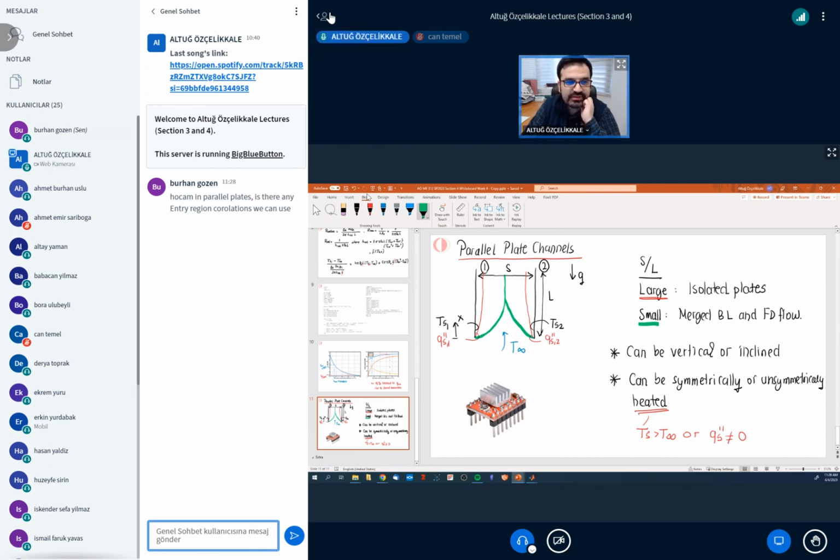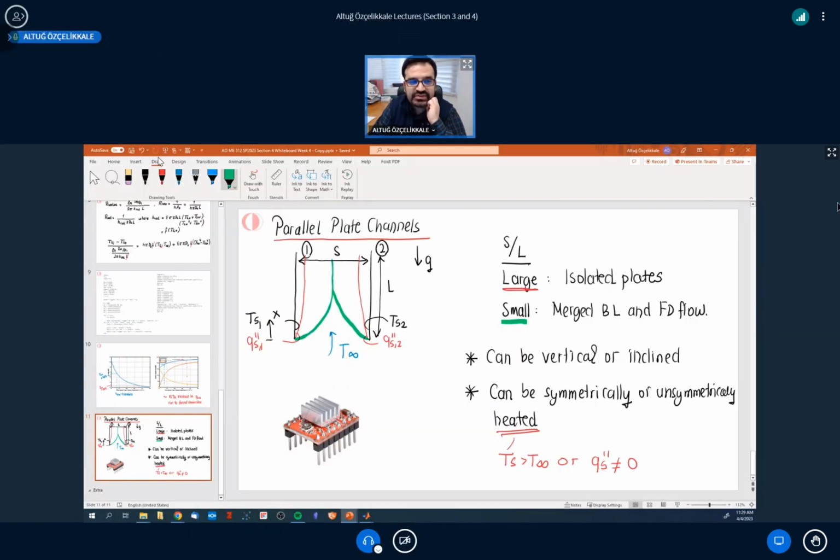Burhan is asking, in parallel plates, are there any entry region correlations we can use? Indeed, we are not going to have a distinction between fully developed flow versus entry region. I'm going to have a whole bunch of correlations in the next class to show you. They are not going to distinguish fully developed versus entry region. They are going to be based on this S over L ratio, which is implicitly encoding that information, right? So, the significance of the entry region relative to the fully developed region in those plates. This is the main parameter that we are going to be focusing on in our correlations.